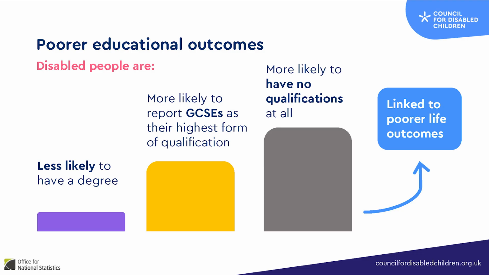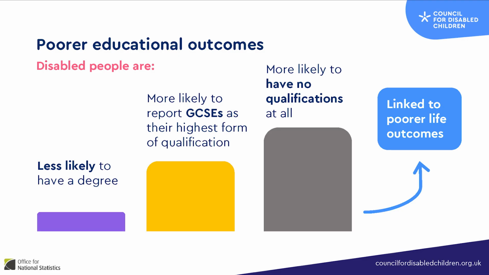Let's start with national data on disabled people. These figures come from the Office for National Statistics, so this is disability data, not SEN data from schools. They show a consistent pattern of poorer outcomes for disabled people. The ONS reports that disabled people are less likely to have a degree, more likely to leave education with GCSEs as their highest qualification, and more likely to have no qualifications at all. That's based on data from the Family Resources Survey 2022 to 23.